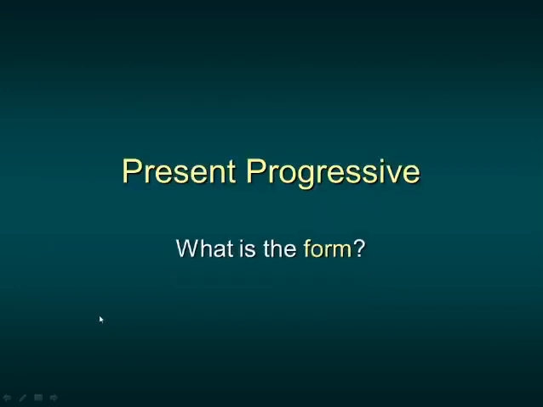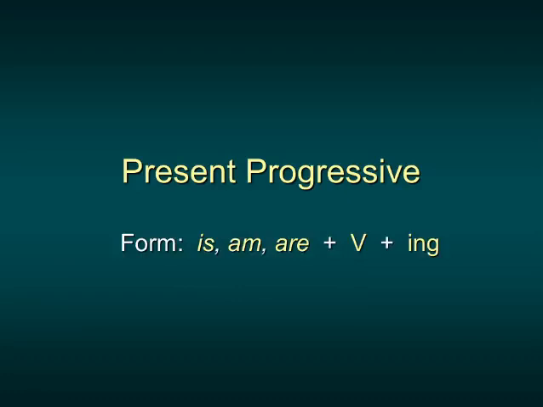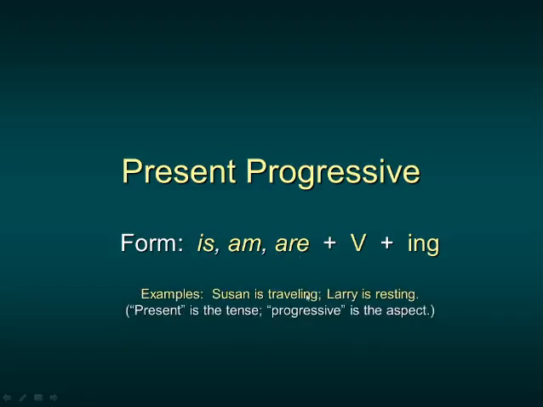Next, present progressive. That means present continuous. Progressive is also called continuous. The form is is, am, are plus verb plus ing. Here you see Susan is traveling. Why do we use is here? Because Susan is alone here. She is one. If the subject is singular, we use is.